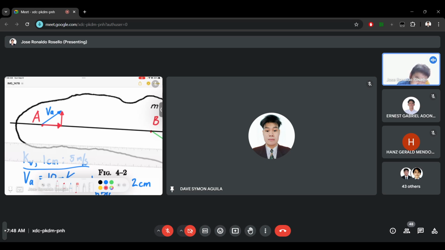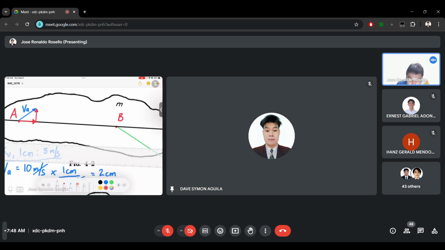Now, using these two vectors and applying them to B, we will have to copy the vector along the line. So we will have to measure how long this one is. Using a ruler, let's measure it. So we have at least 2.2 centimeters, I think. Okay, so let's draw 2.2, from this point going here.